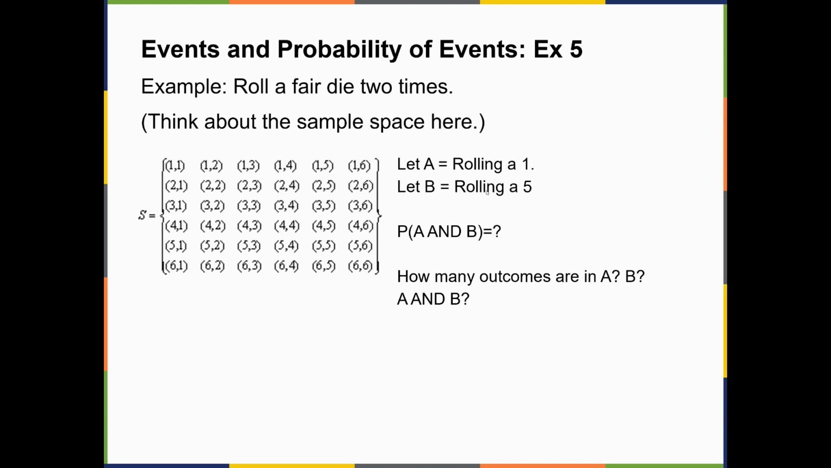All right, well, let's think about this. A rolling a 1 would be any of these guys, right? Those all roll a 1, but so does this one, this one, this one, this one, and this one, right? Those are all the events at A. I wish I could change the color on this. I'm sure I can, but I can't figure out how to do it. Let's let B be rolling a 5.